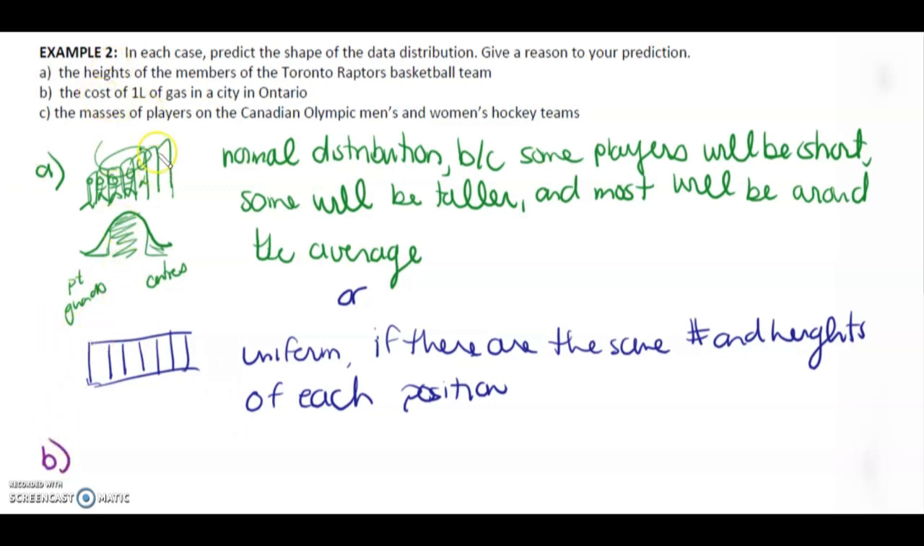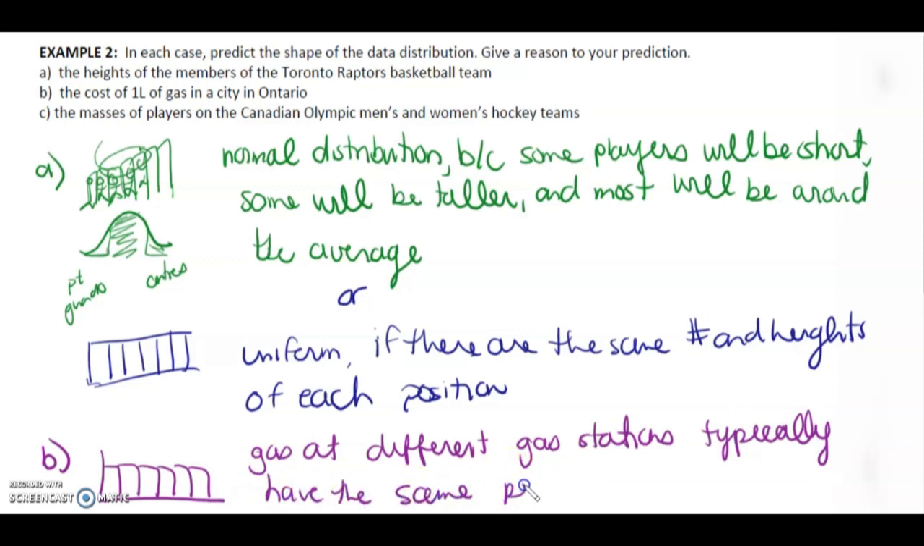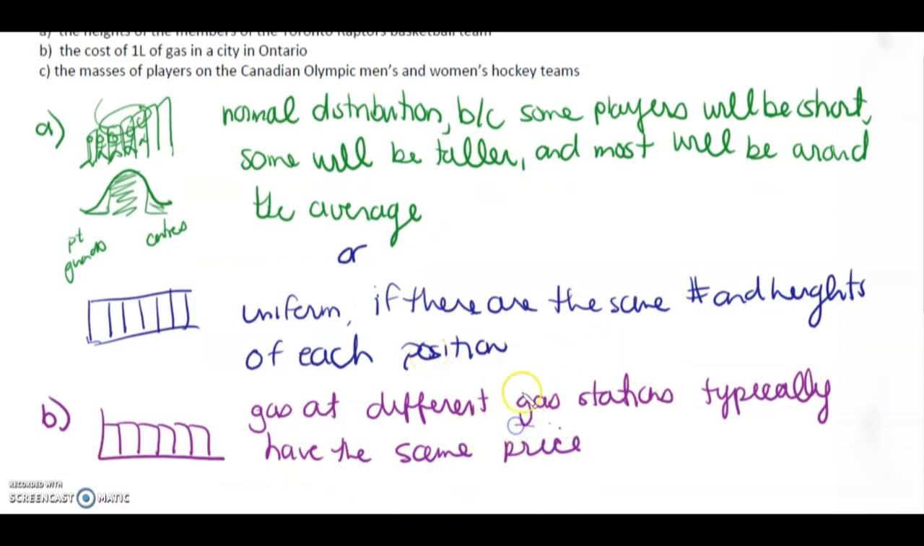Now, B, the cost of 1 liter of gas in the city of Ontario. I'm going to assume that that would be uniform, okay? So, like, gas at different gas stations typically have the same price. So let's say this is uniform.